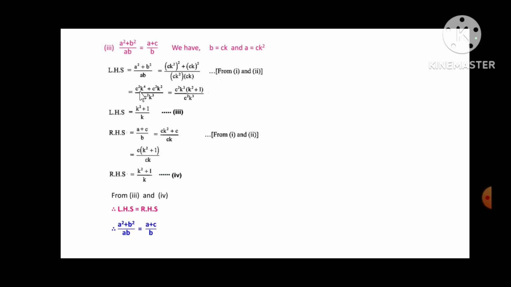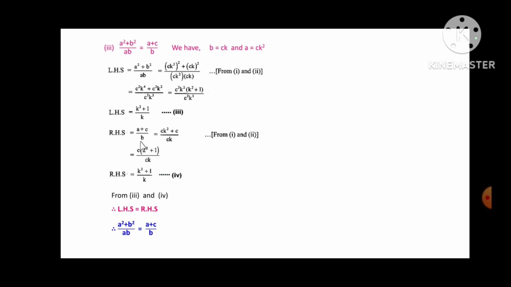So here we will get c² k⁴ + c² k², and the denominator c² k³. So c² k² (k² + 1) over c² k³. After cancelling the terms, you are getting (k² + 1)/k.